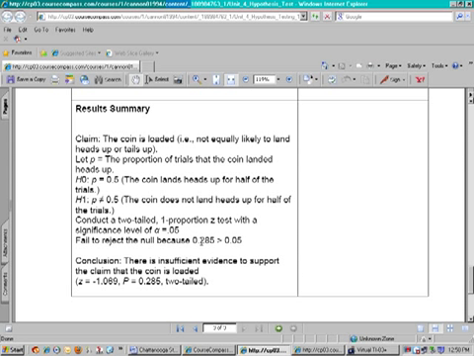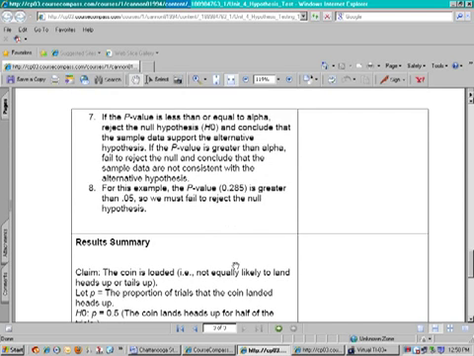And so then, since we fail to reject, that means we do not accept this part. So there's our final conclusion from our flowchart. There is insufficient evidence to support the claim that the coin is loaded. So this comes in steps. It's best to take this in steps.